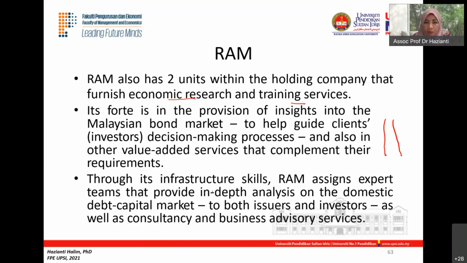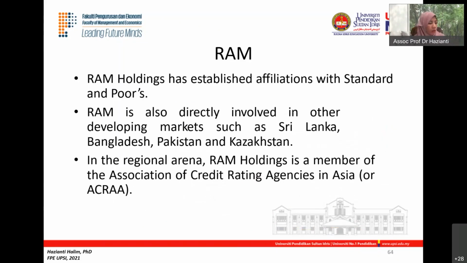So they are the expert team providing in-depth analysis on the domestic debt capital market for issuers and also investors, as well as consultancy and business advisory services. So it is an institution, a unit that helps investors to decide which bonds are actually good or not.